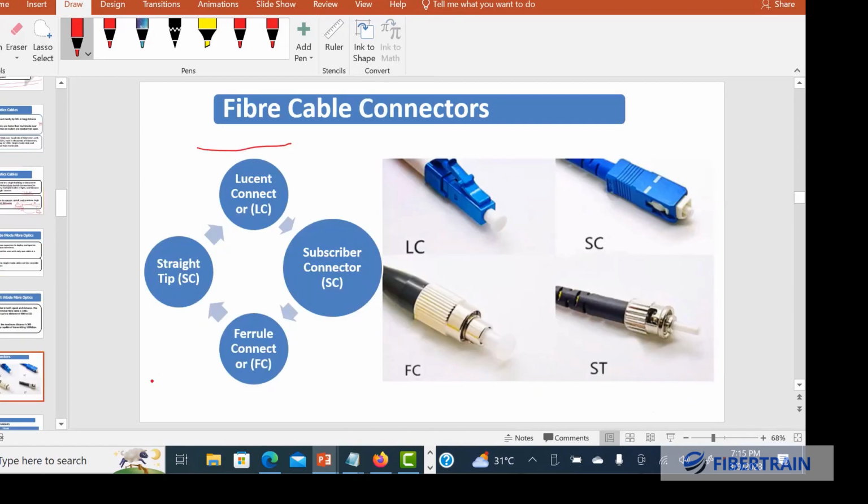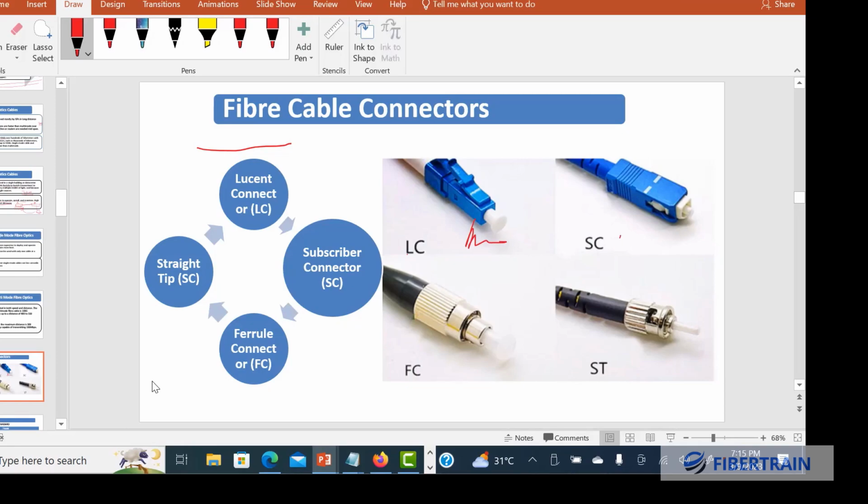Let's look at the connectors we have. I have images for the connector types. You can see that they are totally different from the category cable connectors or coaxial cable connectors. So here we have the LC connector, this one here. Look at the name, Lucent connector. That's what LC means.